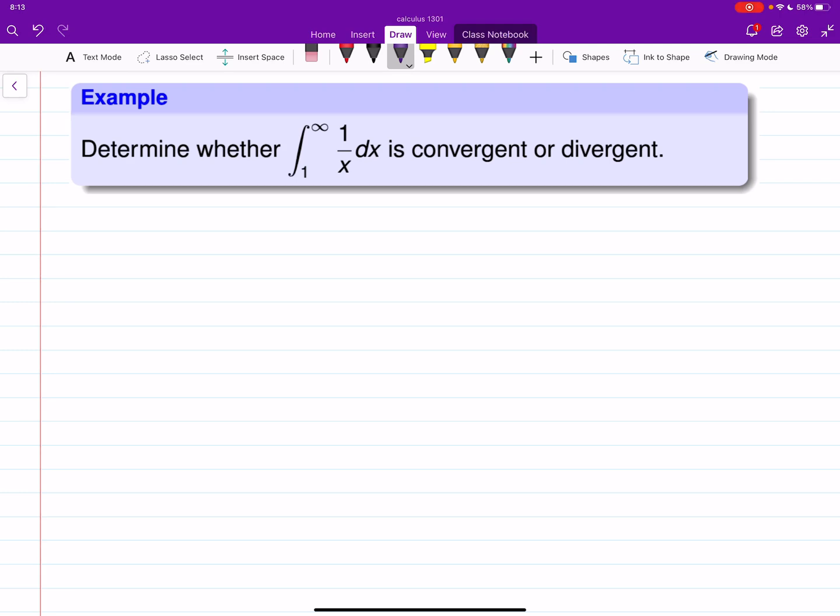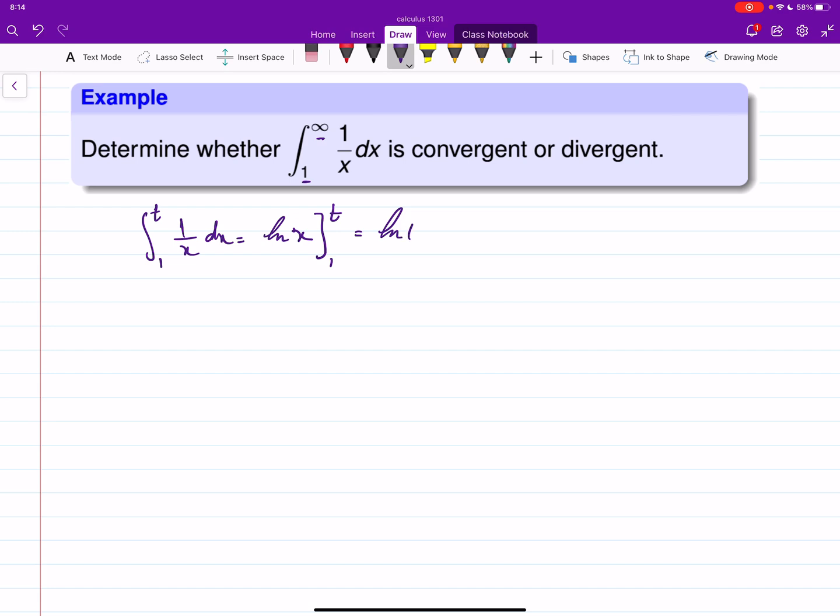Hello everyone. In this video we will do some examples for improper integrals over infinite intervals. So here I have the integral from 1 to infinity of 1 over x dx. The first step is to replace that infinity by a variable t and then integrate. This is an easy integral. It is ln of the absolute value of x, but since everything is bigger than 1, I can just write ln x, going from 1 to t.